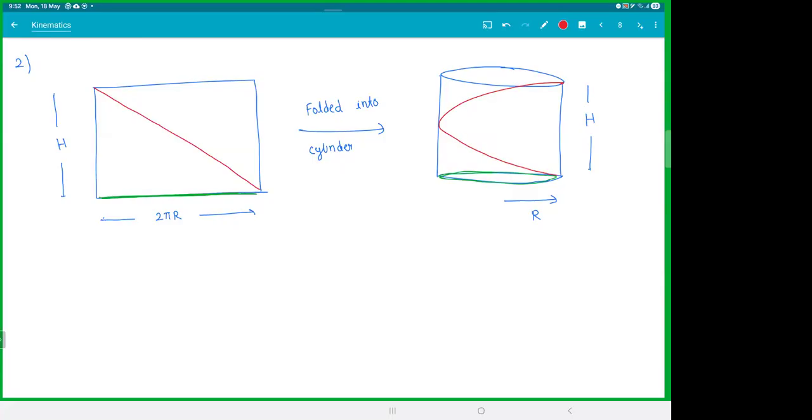This is called a helix. Where have you seen a helix before? Ever seen screw cut threading? If you ever see a screw, the threading of a screw is actually a helix. This is the helix. So this is how you can represent a helix. It's a rectangle's diagonal. When you fold it into a cylinder, it becomes a helix. So this is the threads on a screw.